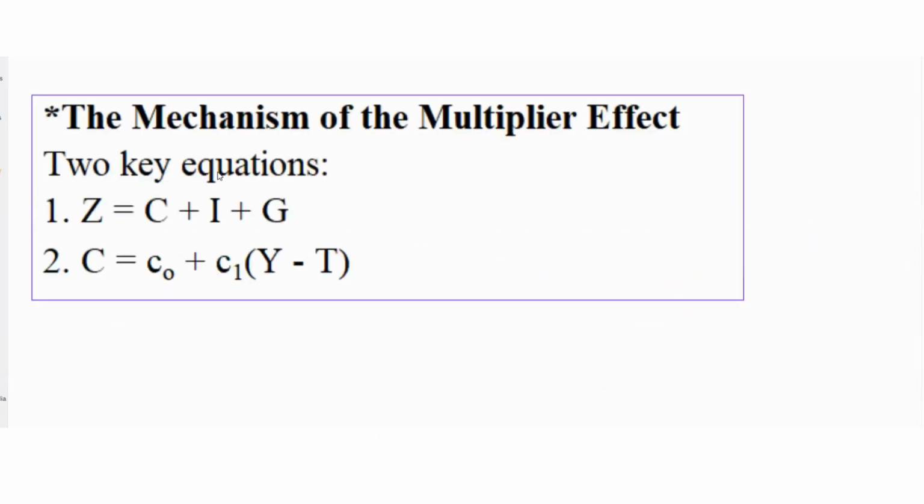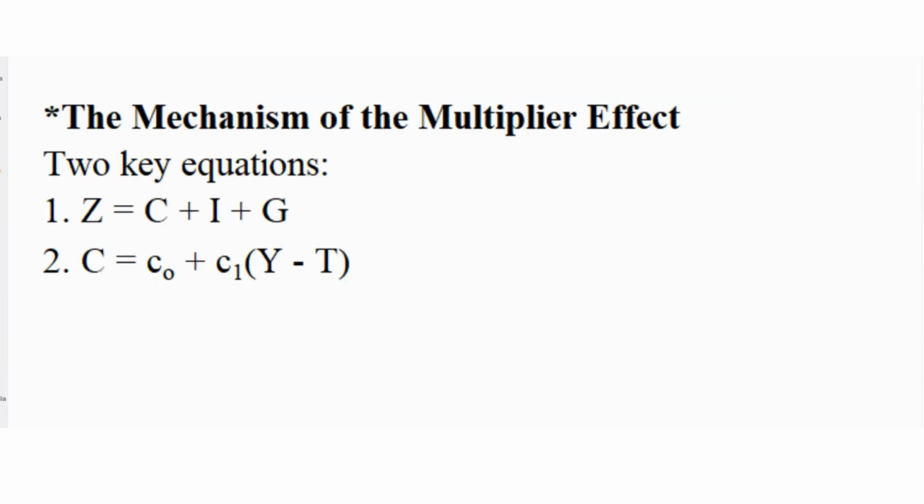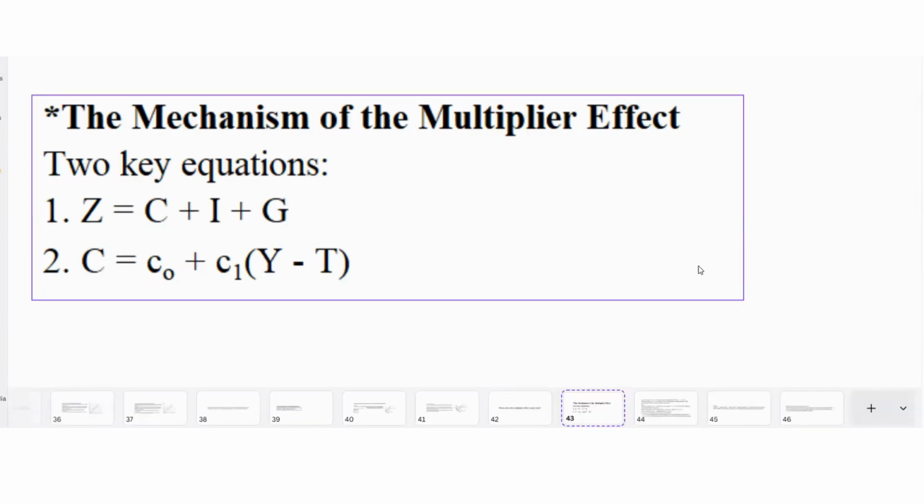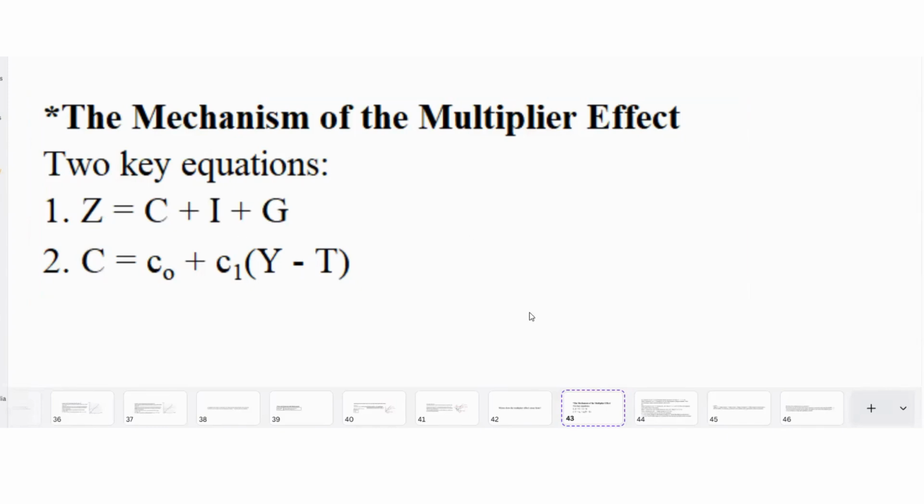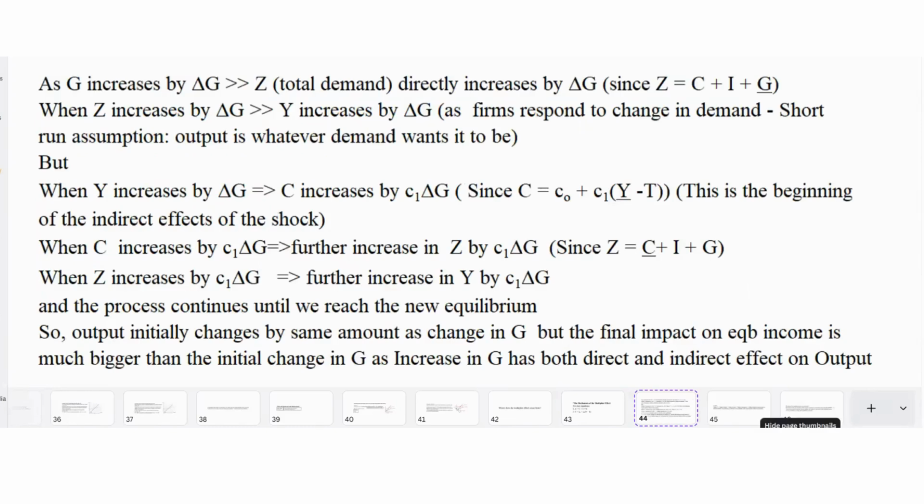Now there are two key equations here. One is our demand equation, that the total demand for goods, or aggregate demand, is Z = C + I + G. We haven't written net exports here because we're assuming it's a closed economy. The second is our consumption function, where C is a positive function of Y. So these are the two key equations behind the mechanism of the multiplier effect in our goods market model: the demand equation and the consumption function. Now let's see what happens.